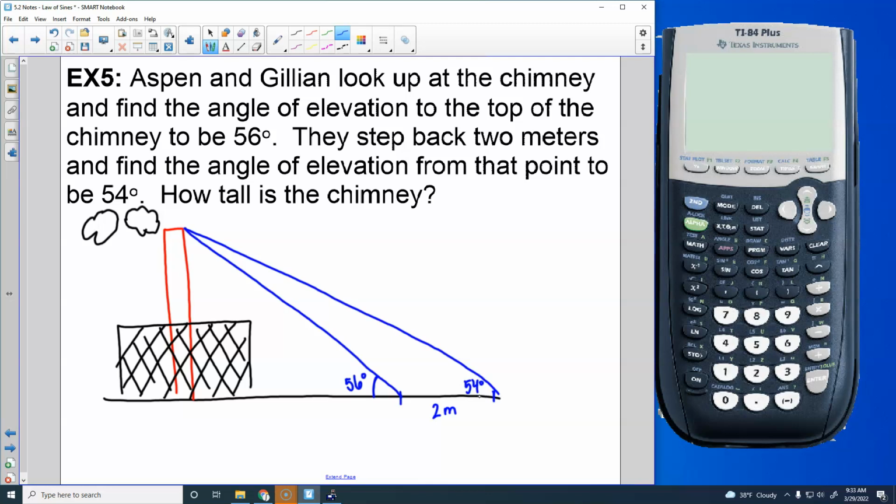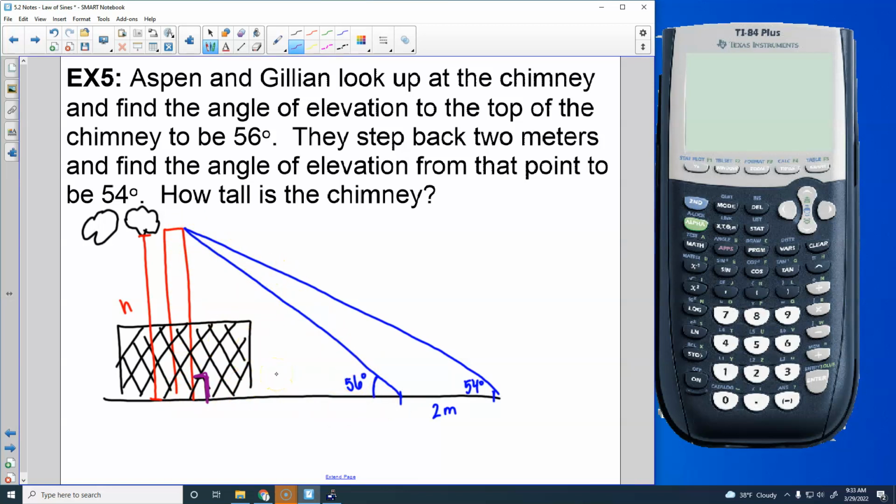So what we want to find is the height of the chimney. Over here, I'm going to call it H. That's what we want to find, right? And we've got a right triangle here. But if we look at this little right triangle, we don't have the length of any of the sides. All we have is that angle right there is 56. So we can't use that right triangle.